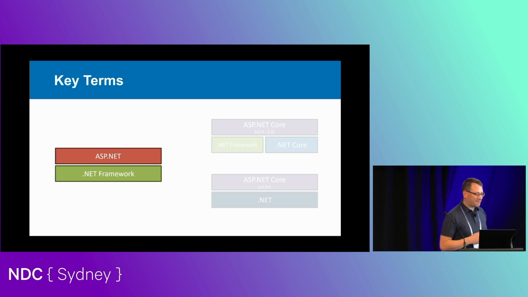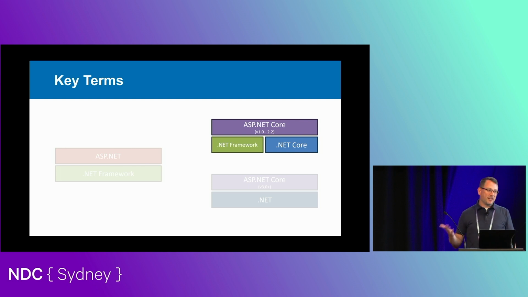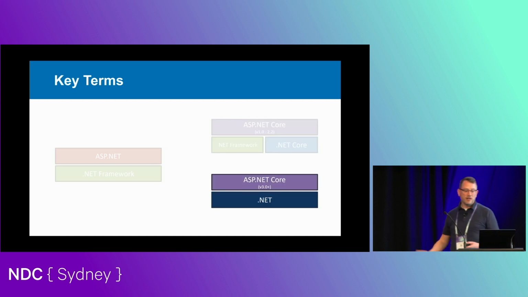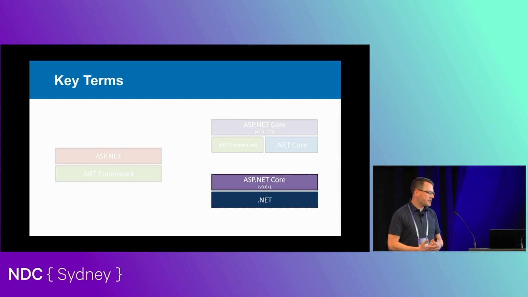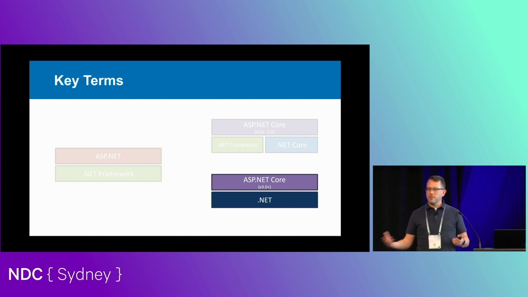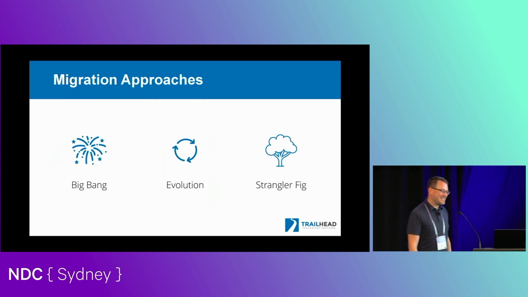Then when .NET Core came out, ASP.NET Core came out at the same time, and for the first several versions of that, you could actually compile against .NET Framework or against .NET Core. Now, ASP.NET Core, all the modern versions of that since version 3, have only been able to run on .NET, or what was called .NET Core at the time. So clear as mud, hopefully. All right, everybody on the same page.